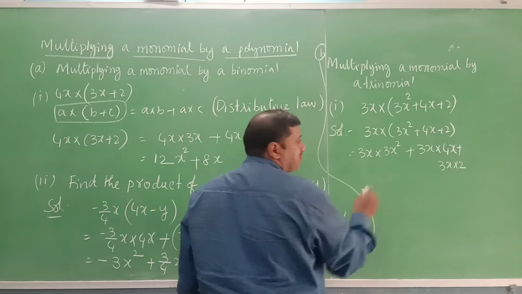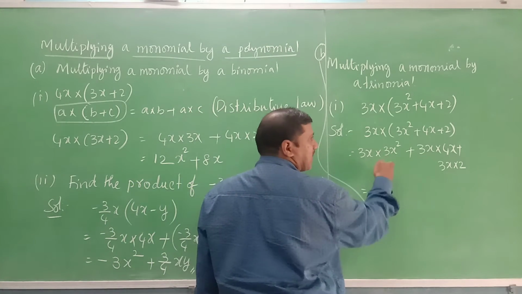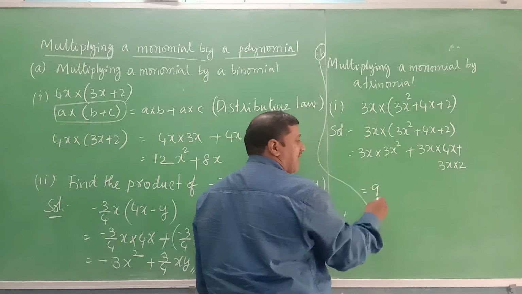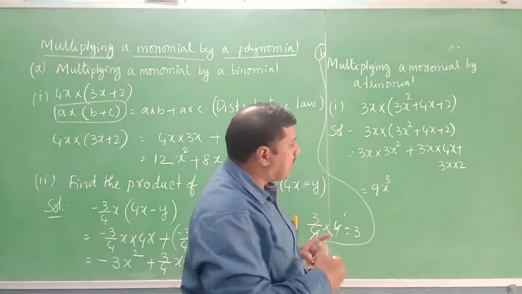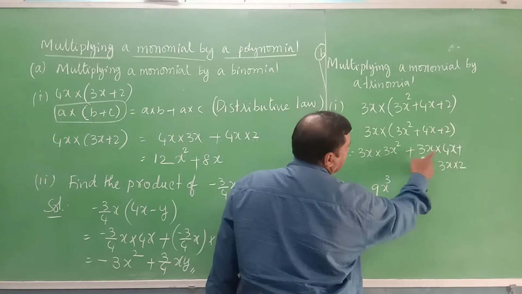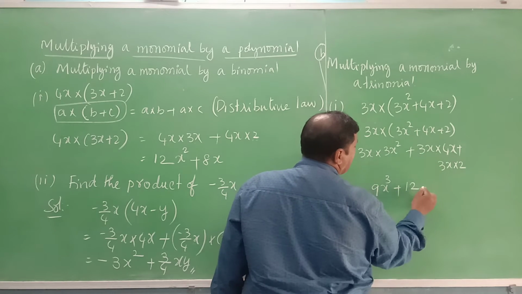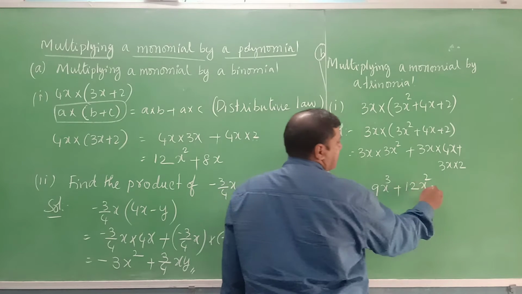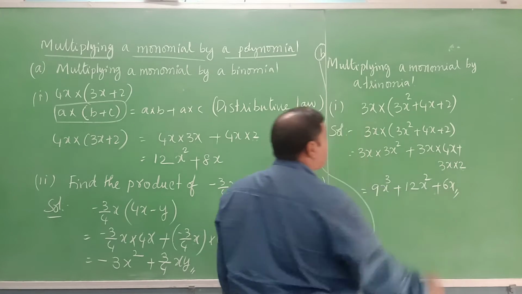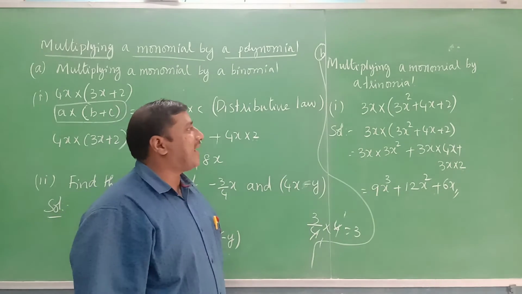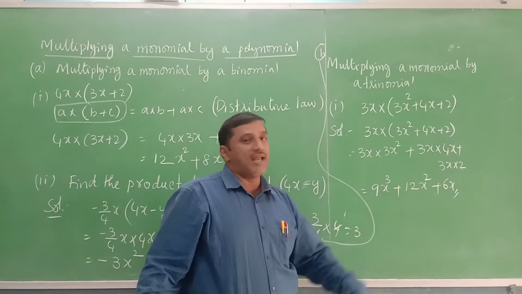Now simplify this multiplication. Multiply the arithmetic signs, plus into plus plus, 3 into 3 it is 9, x into x square is x cube, x means x power 1, add the powers 1 plus 2 it is 3, 9x cube. Again plus into plus plus, 3 into 4, 3 4s are 12, x into x it is x square, plus into plus is plus, 3 into 2 is 6x. Now the product of 3x and 3x square plus 4x plus 2 is 9x cube plus 12x square plus 6x.